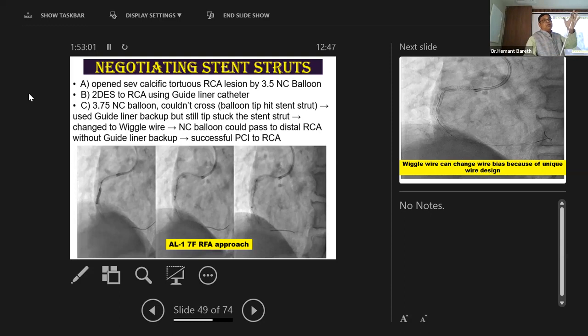And then you can pass your balloon and you push further, then it will again come back. Because it is like this. So depending on where the wire is touching, if you push more, it will just come out. And if you push again, it will go in.